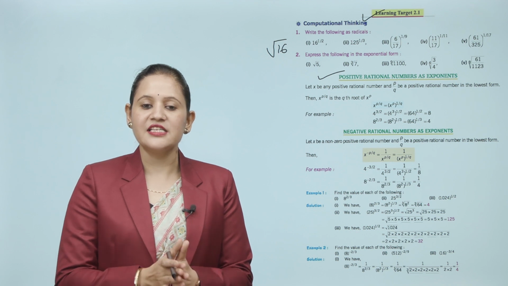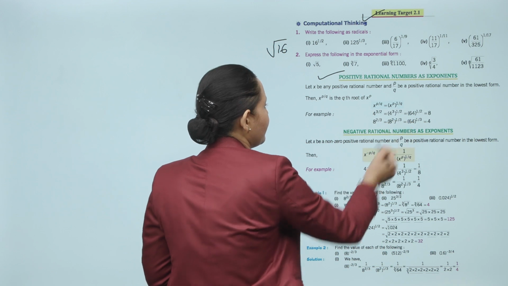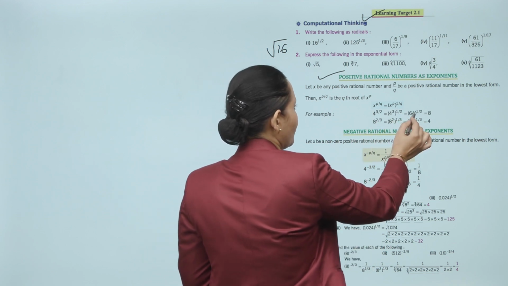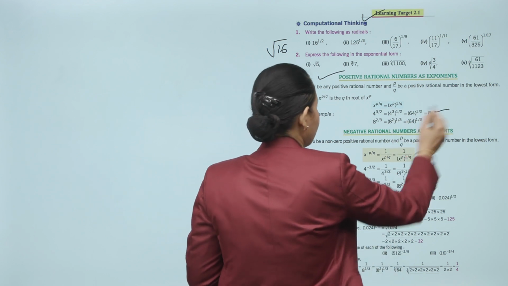4 to the power 3 upon 2. We can write it as 4 to the power 3, and its whole power will be what? 1 by 2. 4 to the power 3 is equal to 64. So whole power 1 by 2 means root 64. That is equal to 8.